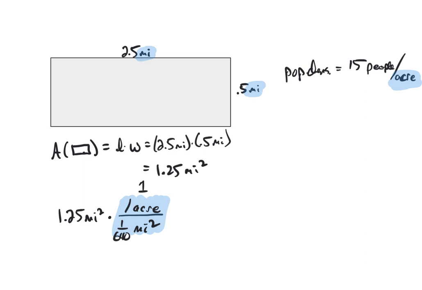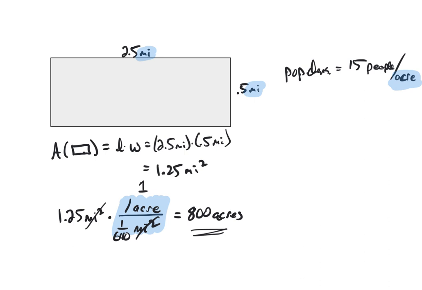So what we're able to do then is cancel the square miles with the square miles, and the arithmetic that's left then is 1.25 divided by 1/640th. And so when we do that arithmetic, what we get is that Central Park is approximately 800 acres big. Okay, and now that we have our area in acres, now we can answer the question, which is, what's the number of people in the park?